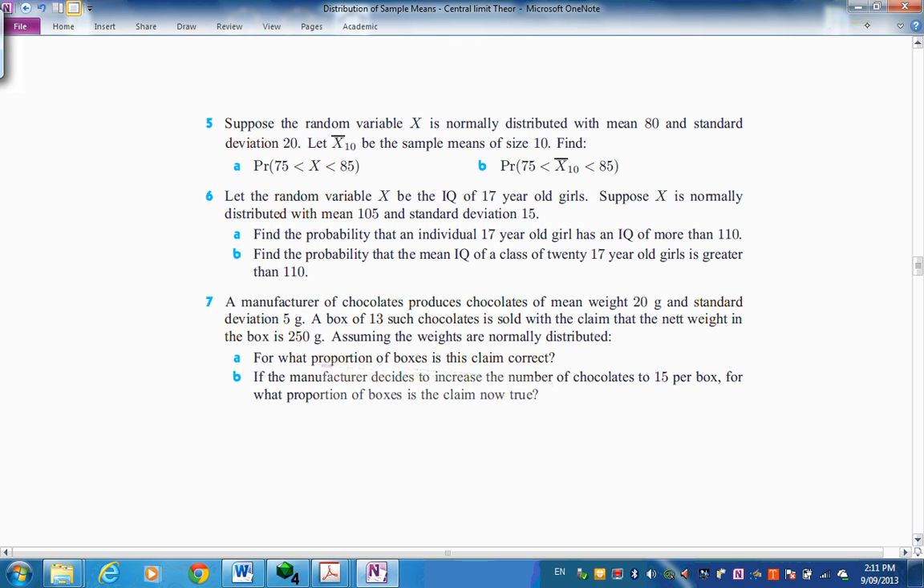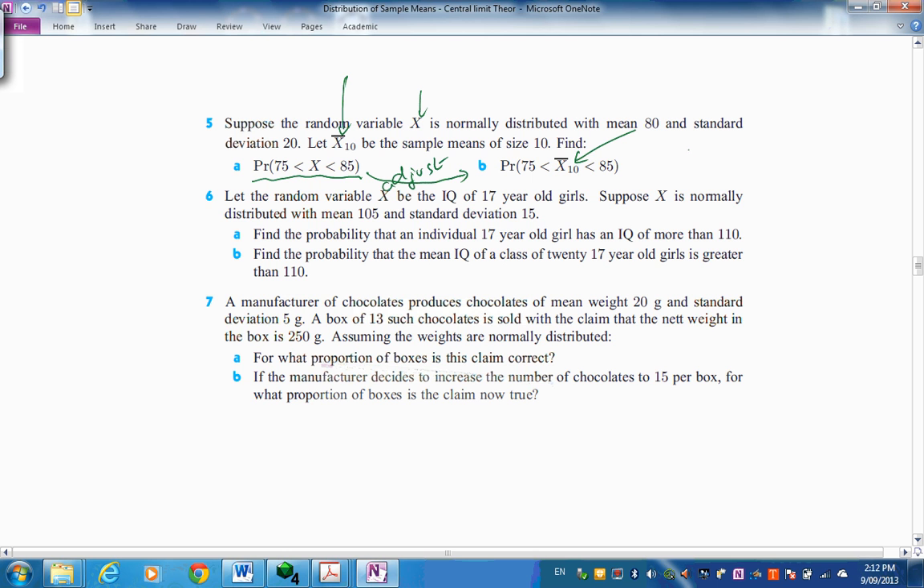Now, they're talking about a random variable and then talking about the probability of a mean of 10 of them. So adjust the distribution, going from there to there. Okay, this is the probability of getting one of the original measurements between 75 and 85, and this is the probability of getting a mean of 10 of them between those values.